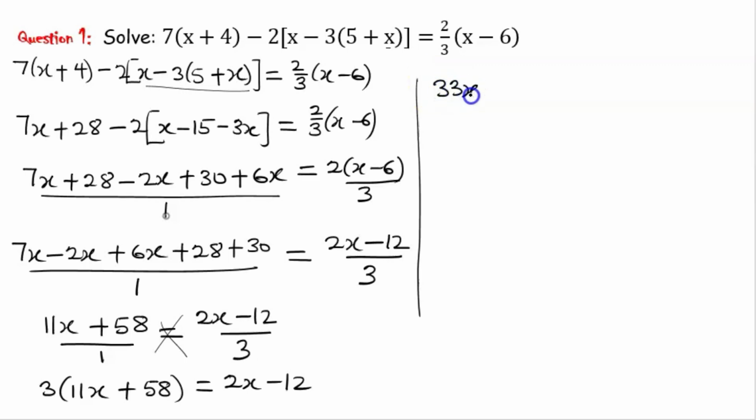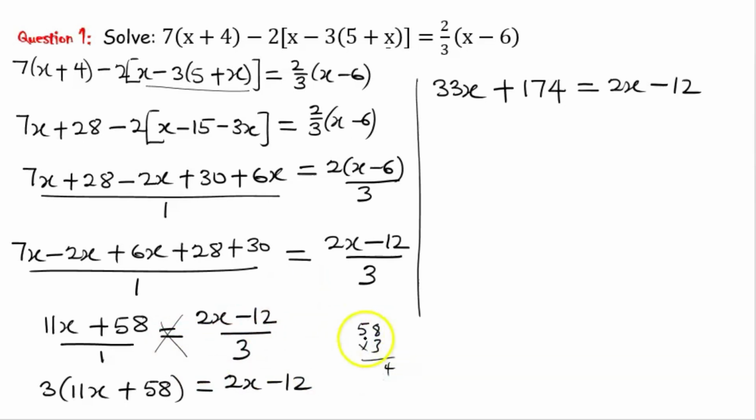So when you do that, we are going to have 33x plus 174, which equals 2x minus 12. So that's what we are going to have. How did I get that 174? This is 58 multiplied by 3. This is 4, that's 2, this is 15 plus 2, that's 7. Okay, so this is how we got this.